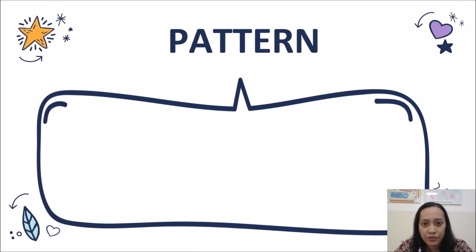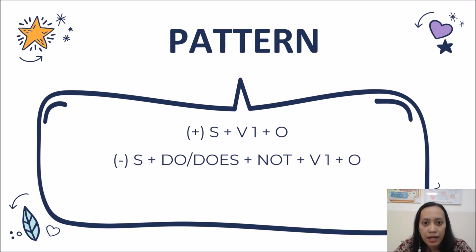Simple present tense has three patterns. The affirmative sentence has subject plus verb 1 plus the object. The negative has subject plus do or does plus not plus verb 1 and also the object. And the last one is the question. It has do or does plus subject plus verb 1.